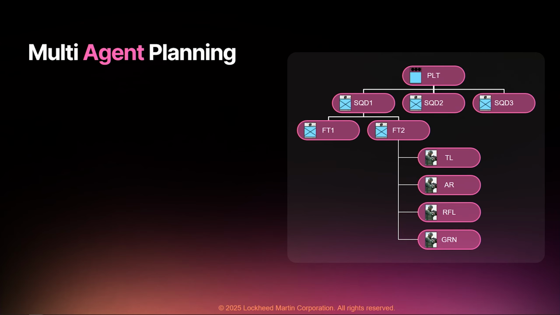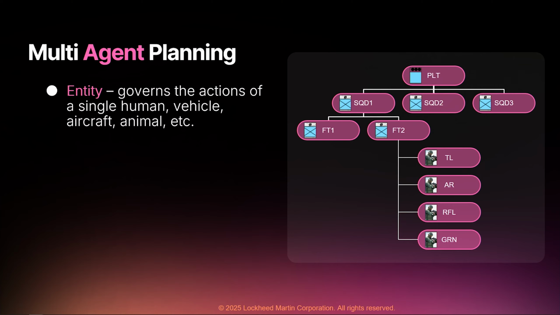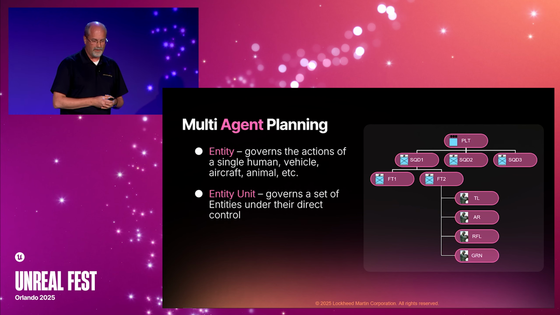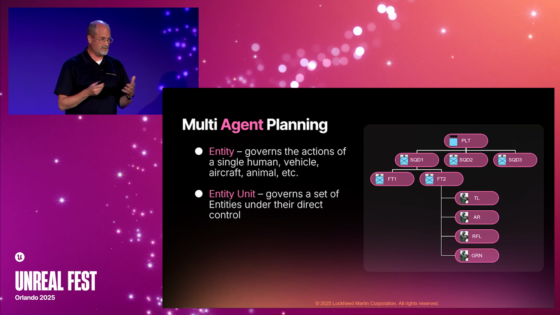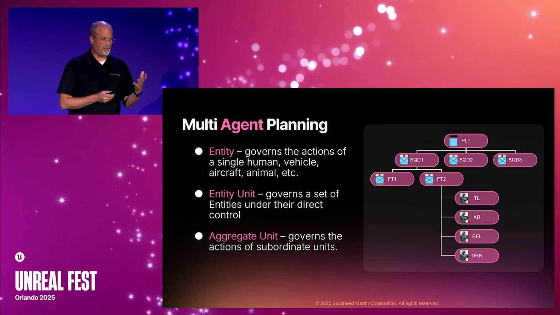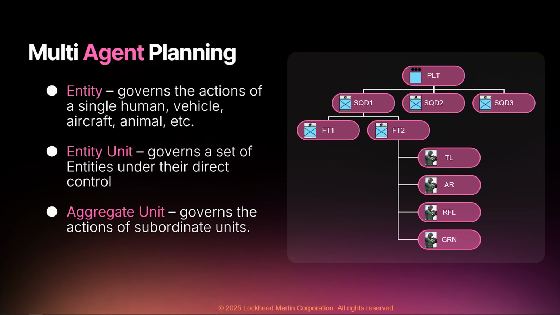Okay, so part of our multi-agent planning approach introduces 3 kinds of agents in our solution. The first is an entity agent. Now, this is a type of agent you're probably most familiar with. This governs the actions of a single human, a vehicle, aircraft, animal, what have you, right? Our next type of agent is an entity unit. So this is logically an agent who's really just in charge of other entity level agents, right? But we have a third type, which is an aggregate unit agent. So he's in charge of other aggregate unit agents or other entity unit agents.